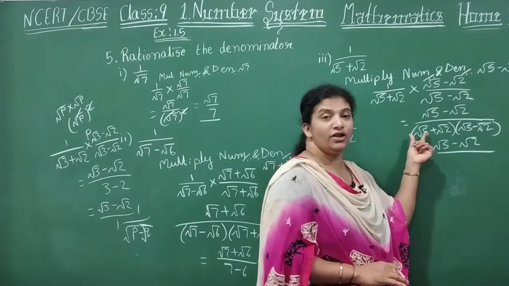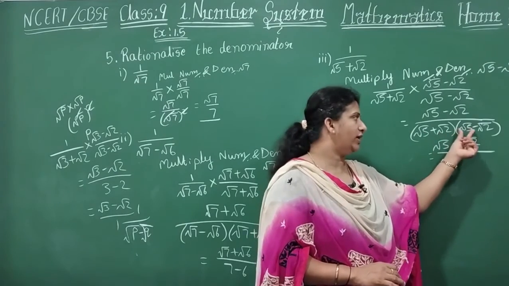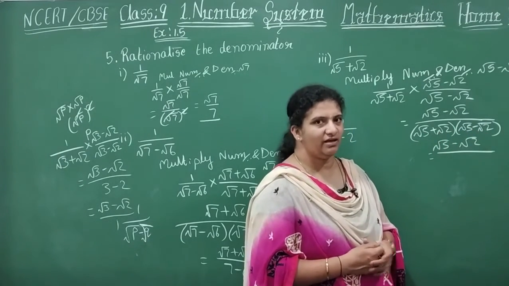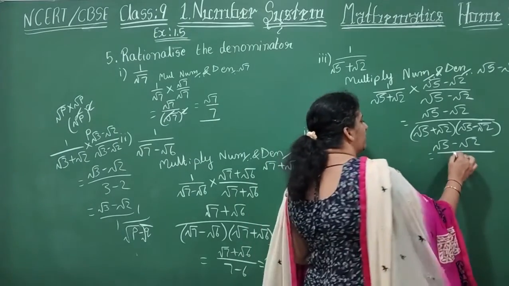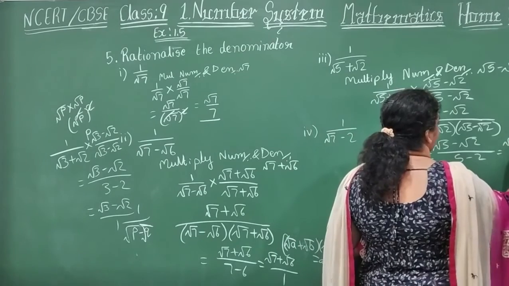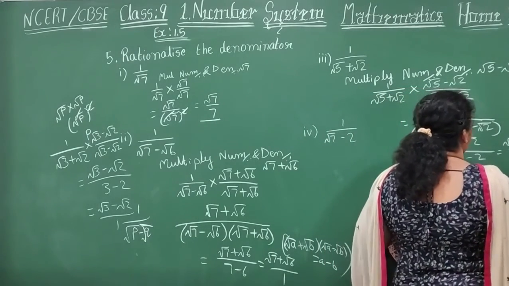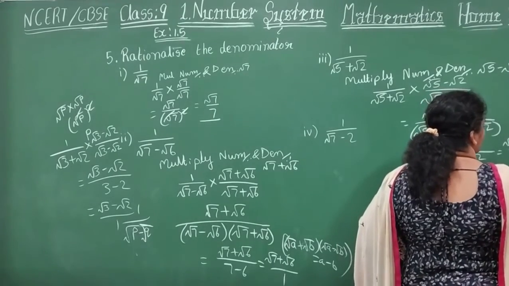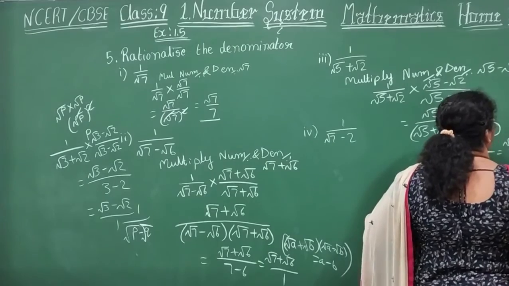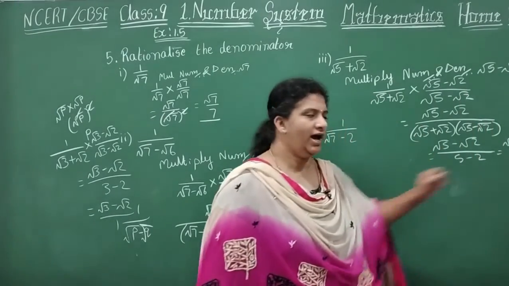So once again, the denominator, how is it, children? Root a plus root b into root a minus root b. Which form is it? A minus b. Right? Directly you can write here 5 minus 2. That will be root 5 minus root 2 by 3. Since root a plus root b into root a minus root b is equal to a minus b. So look here, this is your answer.